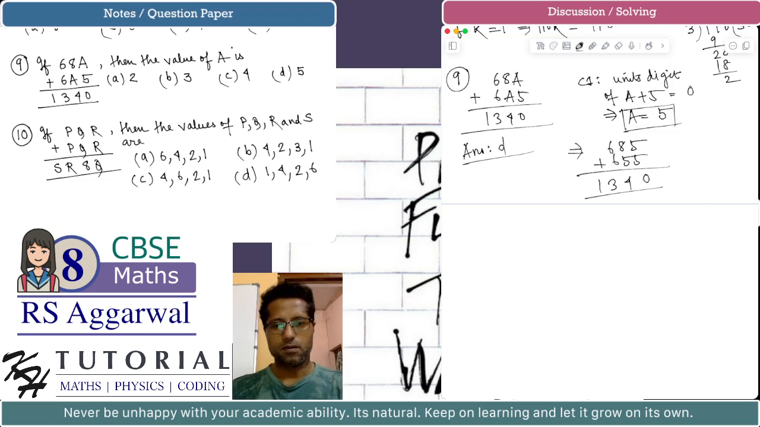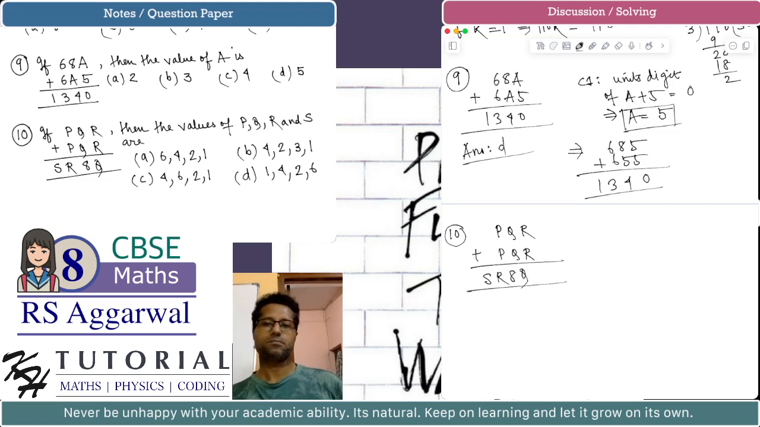Okay, now let's do problem number 10. It is also an addition of 3-digit numbers, PQR plus PQR, the result is SR8Q.